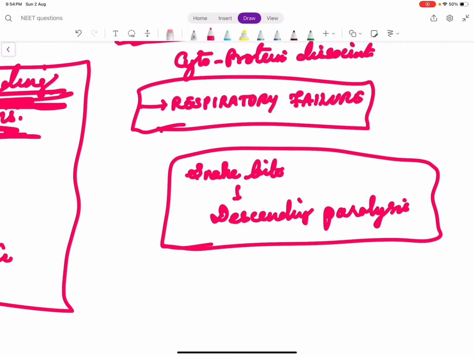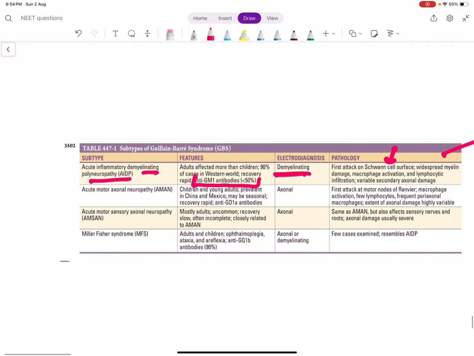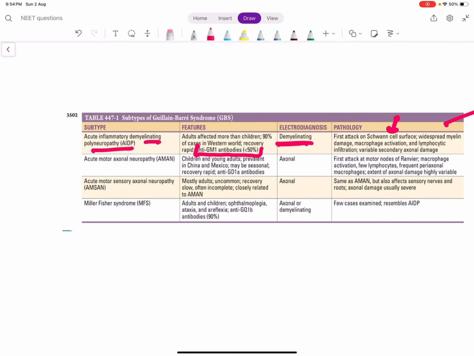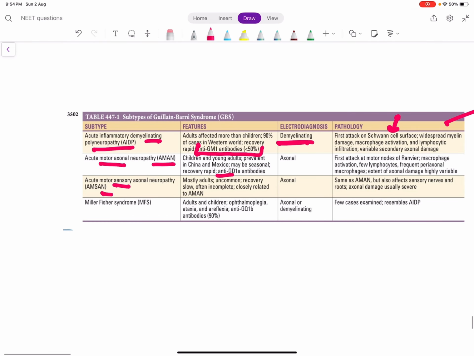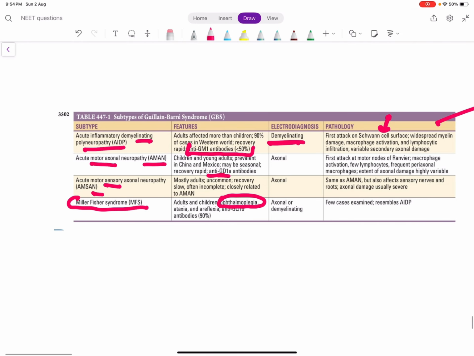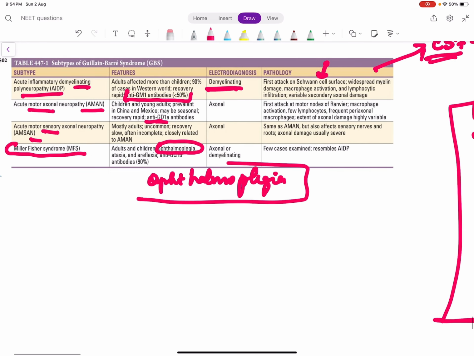Snake bite is a neuromuscular junction disorder. Okay. So there are other variants, that is AMSAN, AMAN, acute motor axonal neuropathy, acute motor sensory axonal neuropathy. Try to remember the antibody alone. There is something called Miller-Fisher syndrome. Okay. Miller-Fisher syndrome involves ophthalmoplegia. So this may be asked as a question. So there is progressive ascending paralysis plus there is ophthalmoplegia. That is, if there is third nerve involvement, we call it Miller-Fisher syndrome.